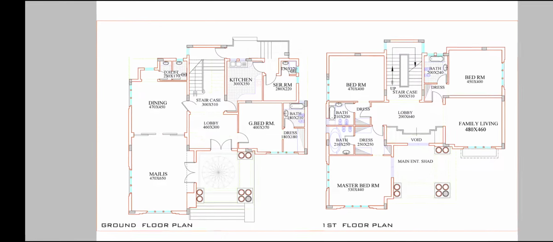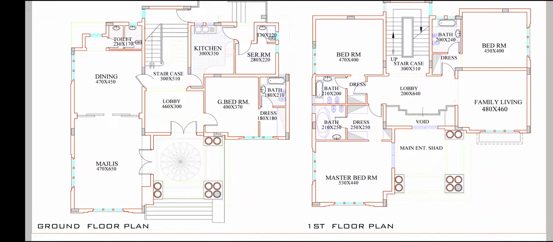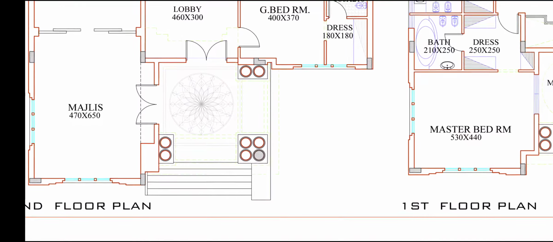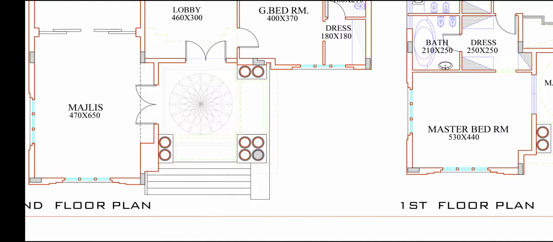This is another ground floor and first floor plan. This is the ground floor plan and this is the first floor plan. The first floor plan has 3 bedrooms and 1 family living, and the ground floor plan has 1 guest bedroom, kitchen, service room, dining room, and big hall. Now we will see our ground floor plan and this first floor plan.